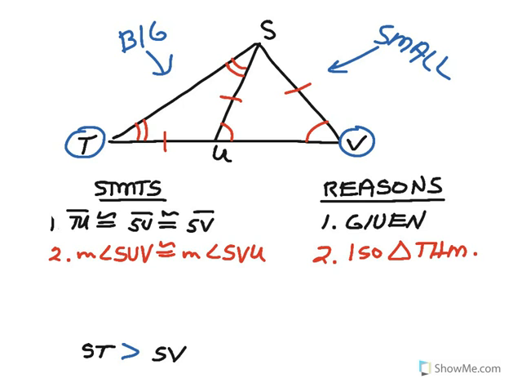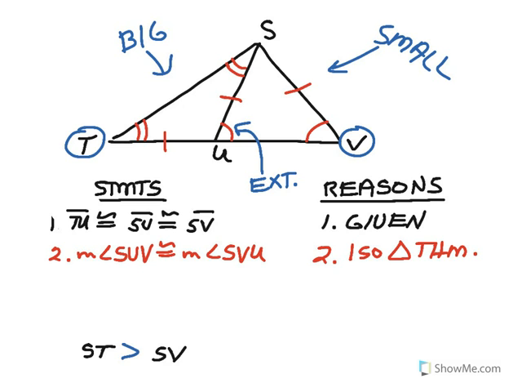Okay, the next step is really the key logical step in this whole proof. Remember, I'm trying to prove that angle V is greater than angle T. Well, angle V and angle SUV are the same measure, but I can see that angle SUV is an exterior angle of the triangle TSU, the triangle on the left. And so I know it has to be greater than angle T and angle TSU. I know it has to be greater than angle T.